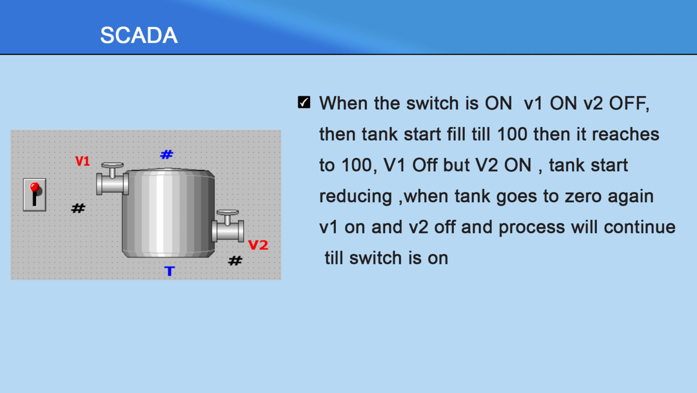This process we want to continue in a loop till our switch is on. And when the switch is off, we want both the valves off, 0, 0, and the tank level should be 0. Got it? So how can we write this in script?